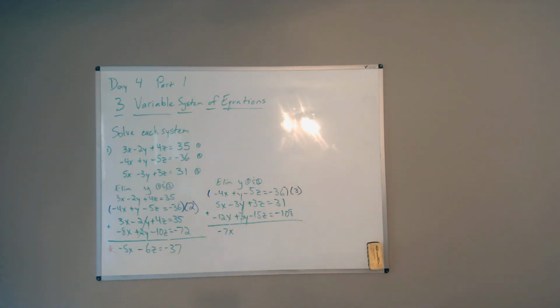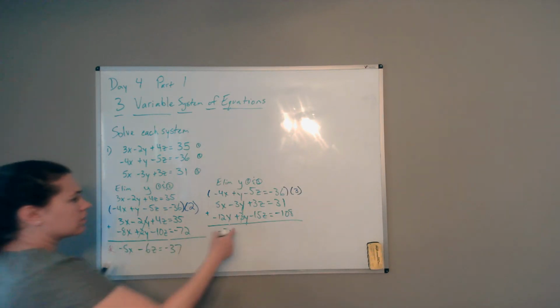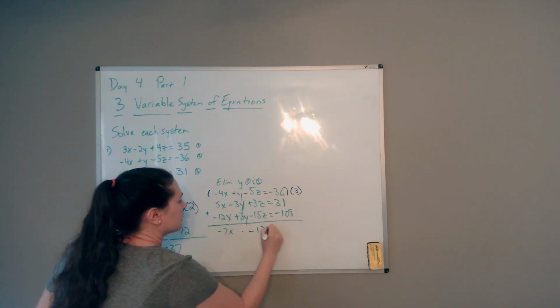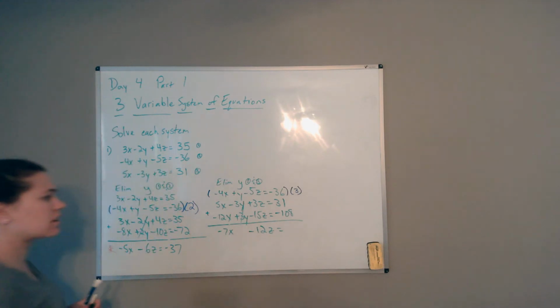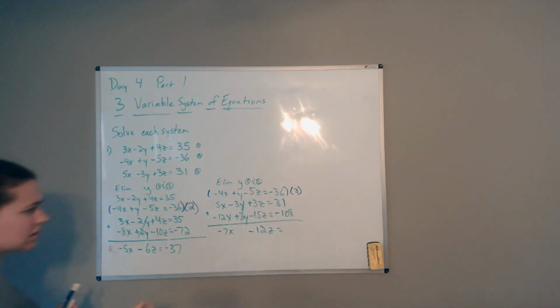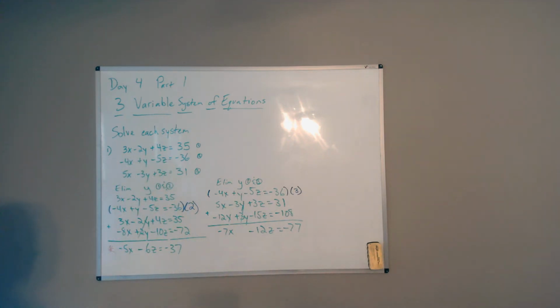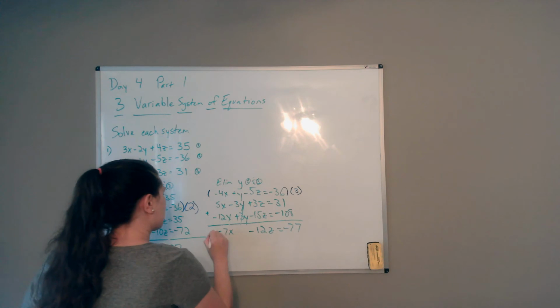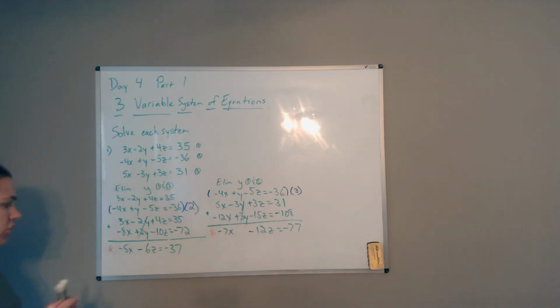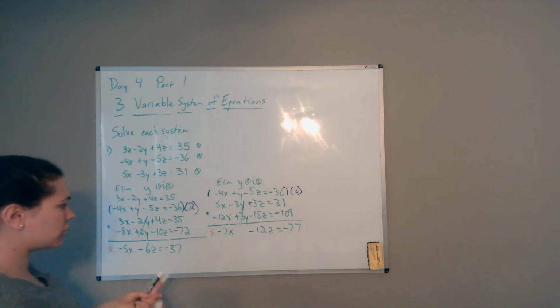And then we have 3z minus 15z, that's going to give us negative 12z, and 31 minus 108 is going to give us negative 77. So here is our second equation that doesn't have y in it. So we're going to take those two equations that have little marks next to them in red, okay? So we just went from 3-variable to 2-variable.